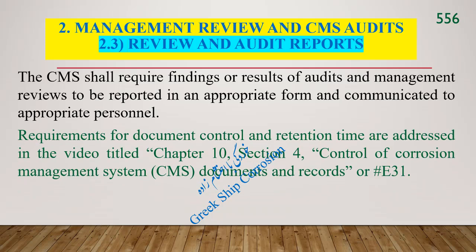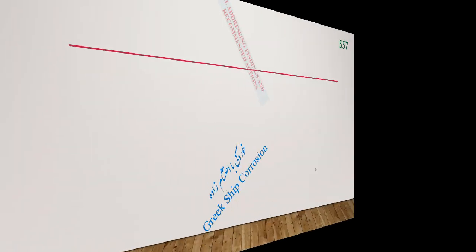Requirements for document control and retention time are addressed in the video titled Chapter 10, Section 4, Control of Corrosion Management System Documents and Records, or number E31.